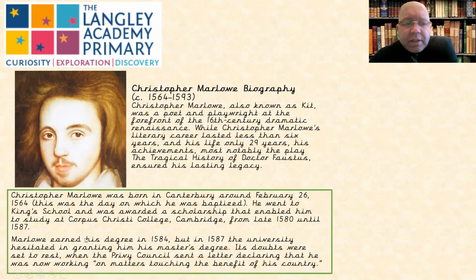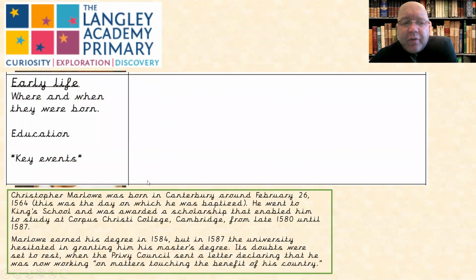So this block of text here, these 2 paragraphs, this is the early life part of our biography. So to produce this text, what information would I have needed to pull off the internet? Well, it's just some bullet points, some key facts. I would have needed to know when Christopher Marlowe was born.